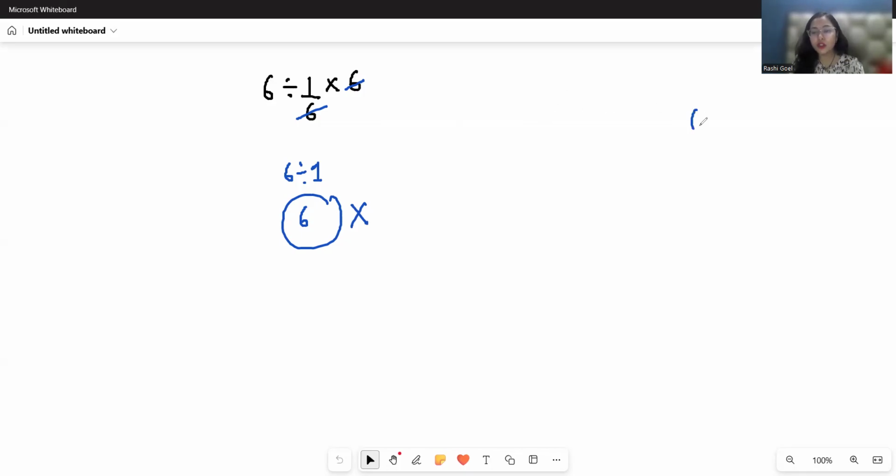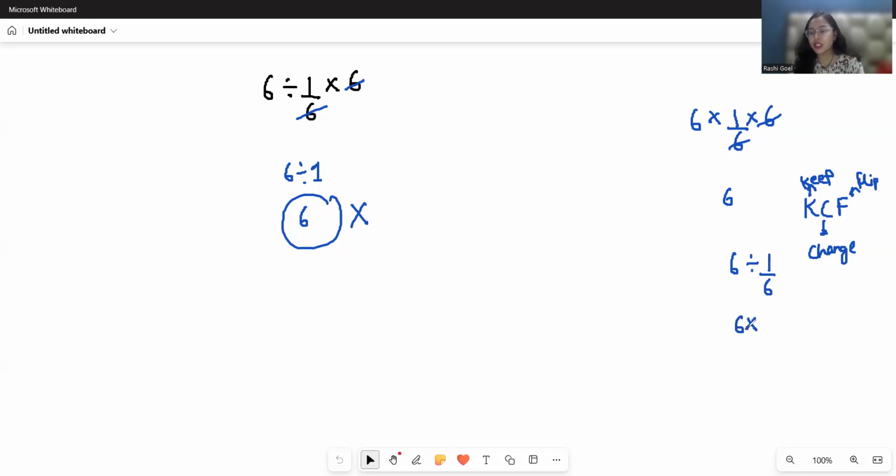Because if the question is like this, 6 multiply 1 by 6 times 6, then you can cancel this out and write 6. But what is given? 6 divided by 1 by 6. For 6 divided by 1 by 6, you have to follow the KCF rule. What is it? K stands for keep, C stands for change, and F stands for flip. That means keep the left-hand side, change the symbol from division to multiplication and flip the right-hand side.